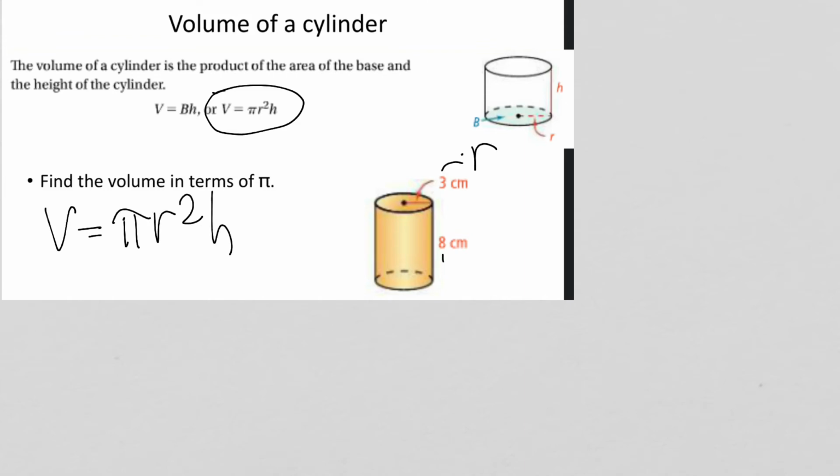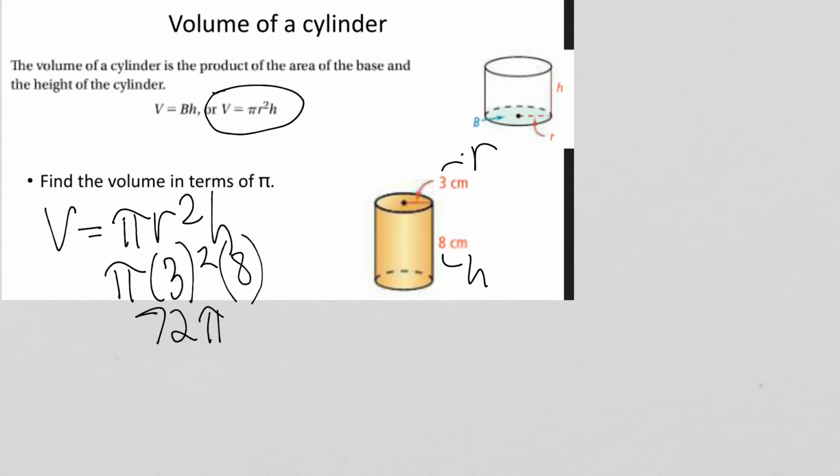That is the radius. This is the height. Pi times 3 squared times the height of 8. So I get this to be 72 pi centimeters cubed.